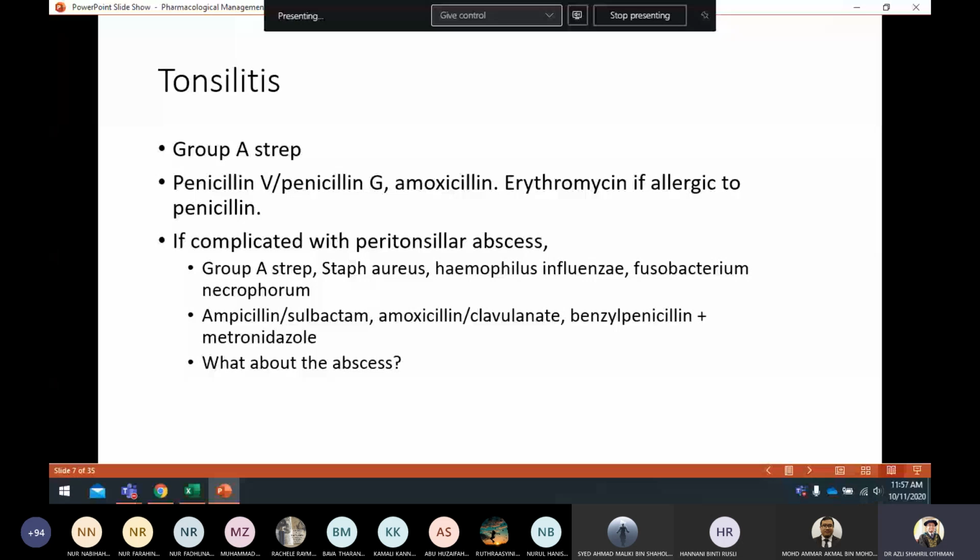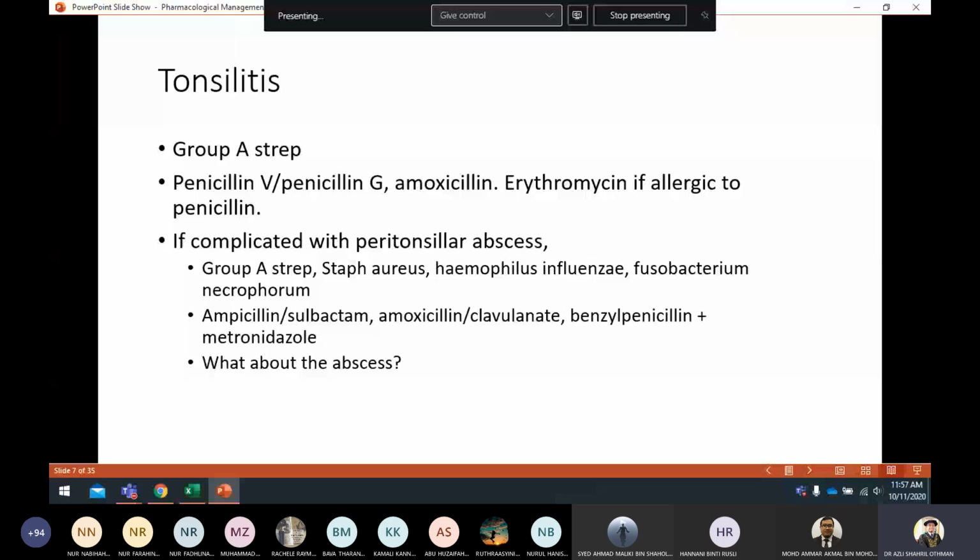Anyhow, for tonsillitis, the main suspected organism is usually group A strep. Very simple. And the treatment is also very simple. If you suspect group A strep, the patient is usually treated with penicillin V or penicillin G, together with amoxicillin. If the patient is allergic to penicillin, then consider erythromycin, which is a protein synthesis inhibitor.